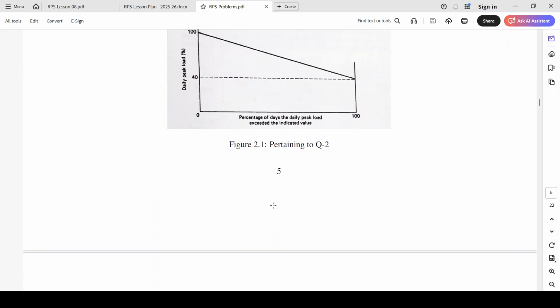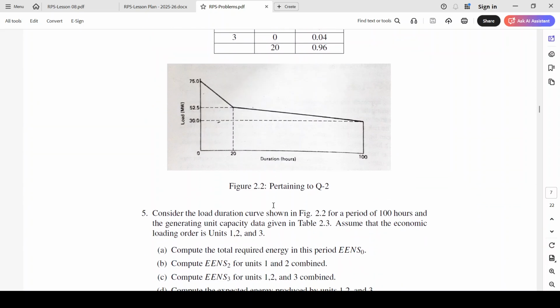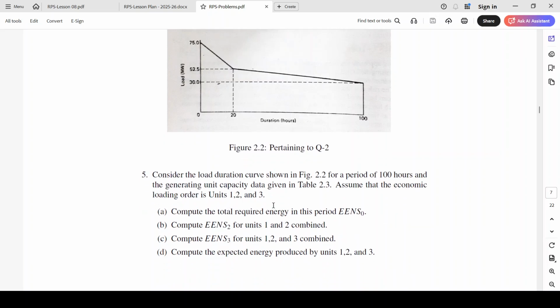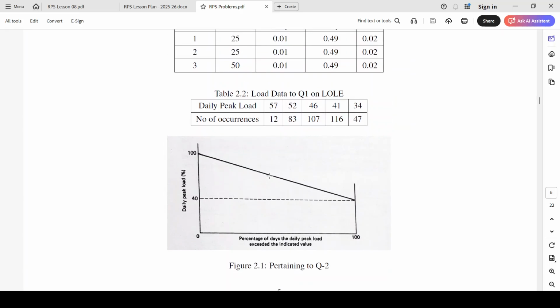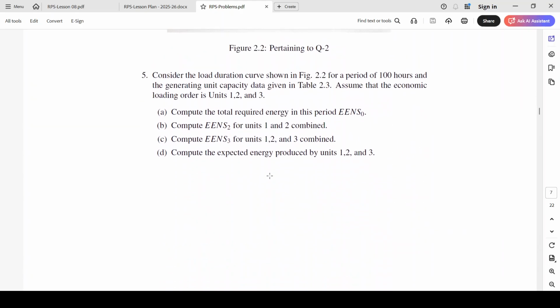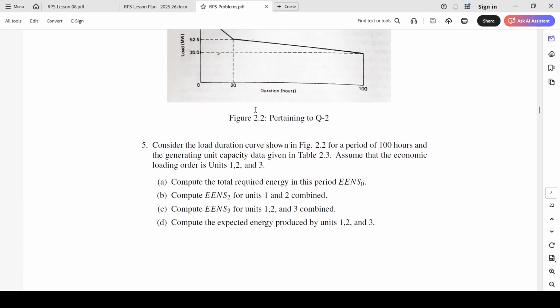Now there is one more problem on this, which is a further extension problem. So this you can take as a homework to complete, but we will just discuss the essence of this problem. Okay, so what is this problem? It says consider the load duration curve shown in figure 2.2.